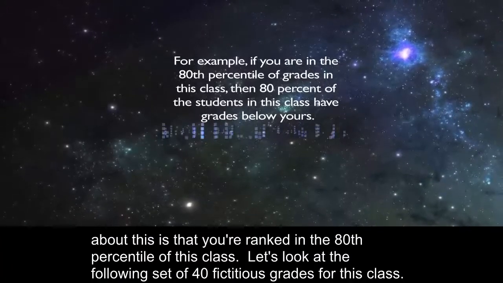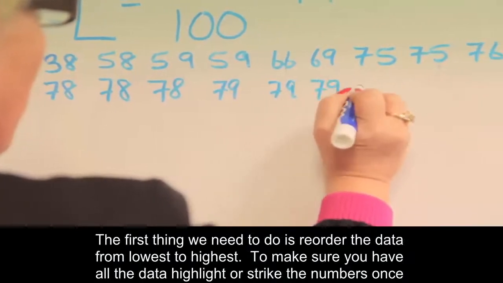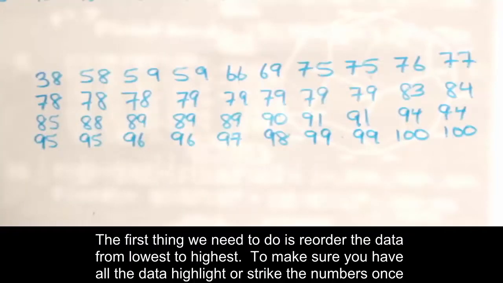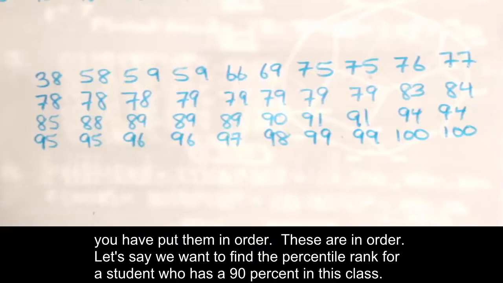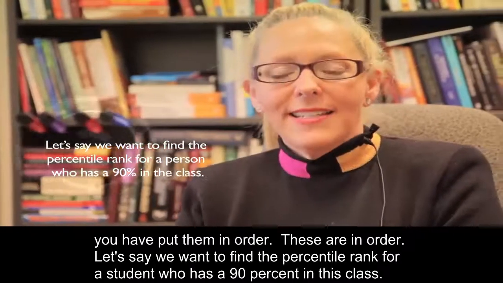Let's look at the following set of 40 fictitious grades for this class. The first thing we need to do is reorder the data from lowest to highest. To make sure you have all the data, highlighters strike through the numbers once you have put them in order. These are in order.